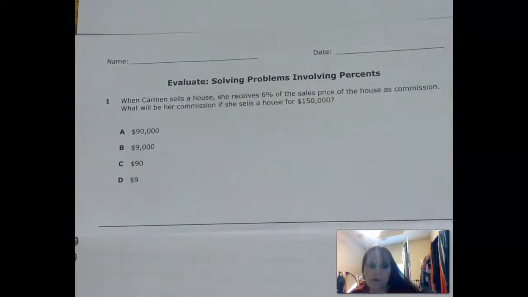Okay, so my question says, when Carmen sells a house, she receives 6% of the sale price of the house as commission. What will be her commission if she sells a house for $150,000? So my first thing I need to do is always write exactly what my proportion is going to be.